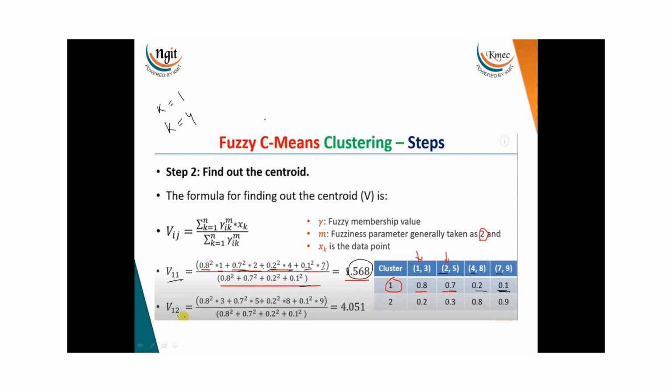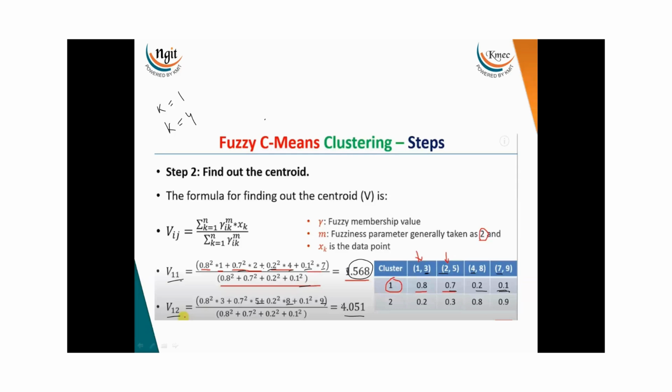In the same way, I have to find the second component of the first centroid, so now I have to find V12. V12 is the second component of the first centroid. Here, these values 1, 2, 4 and 7 will be replaced with the second values of the data points, which are 3, 5, 8 and 9. Other things remain the same, because the first time we found the centroid for the first component, and the next time we are finding the centroid for the second component. We got the result V12 is 4.051.